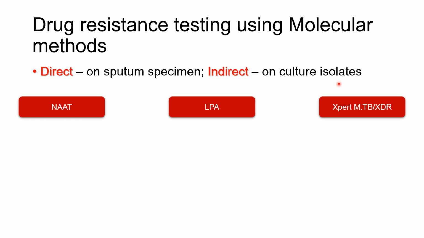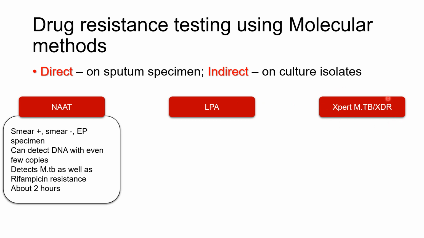So there are mainly three types of testing available. One is nucleic acid amplification test, another is line probe assay, another is Xpert MTB XDR. So nucleic acid amplification test can be smear positive or smear negative. It can also be performed on extrapulmonary specimen. It can detect DNA even with few copies. It detects Mycobacterium tuberculosis as well as gives additional information about the rifampicin resistance, and it takes about 2 hours.